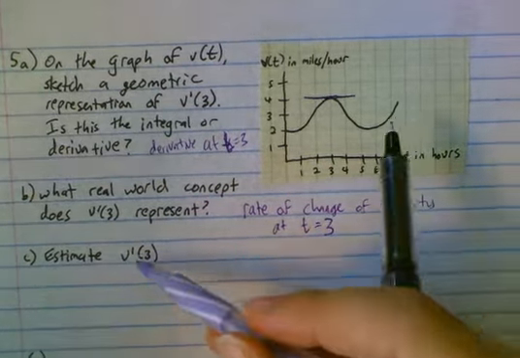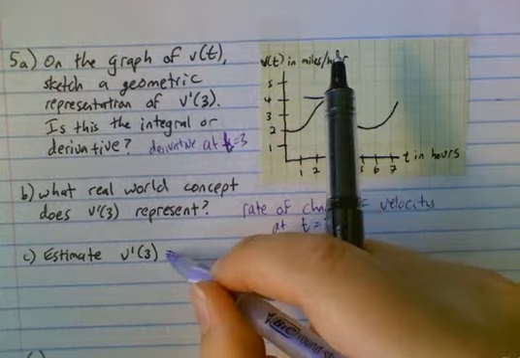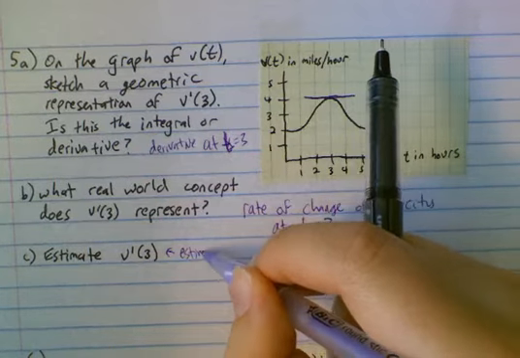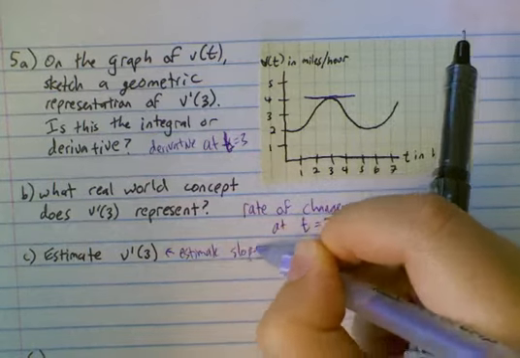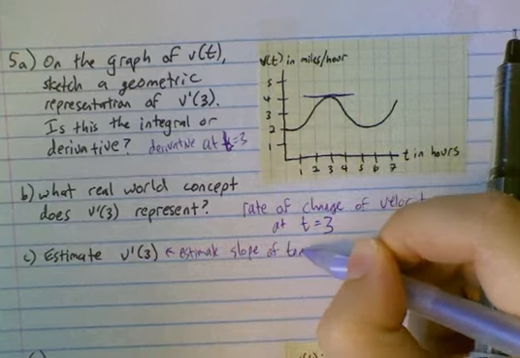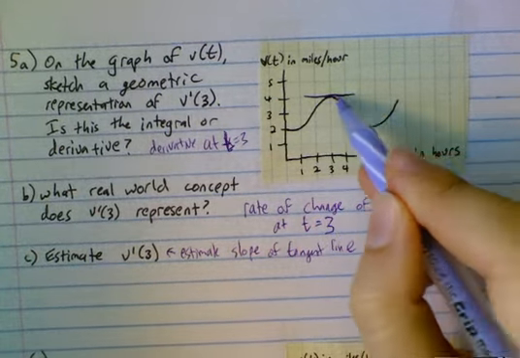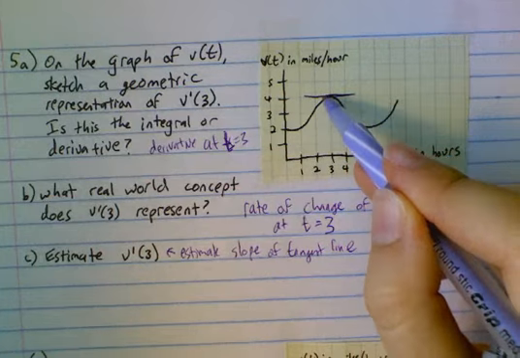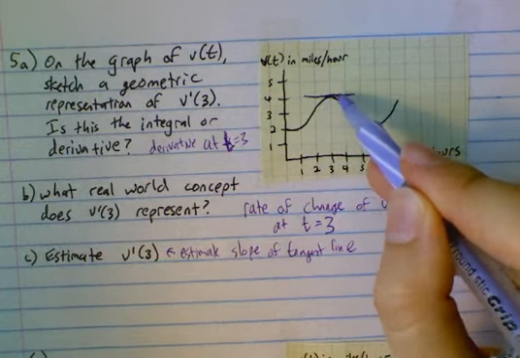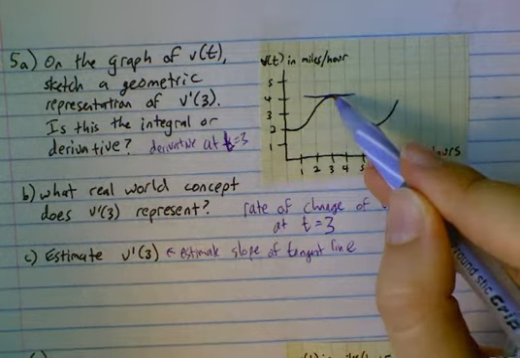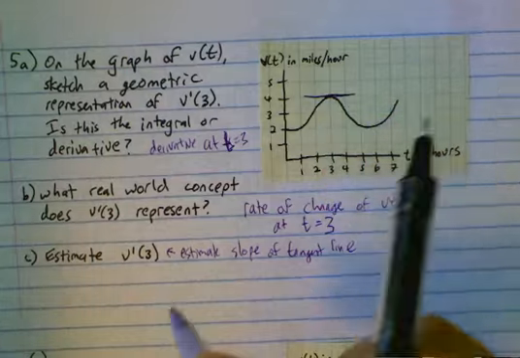And so now we want to estimate v prime of 3. So this means estimate the slope of the tangent line. This is a flat line. There is no rise. There is no change in y. So that means 0 divided by anything is just 0.